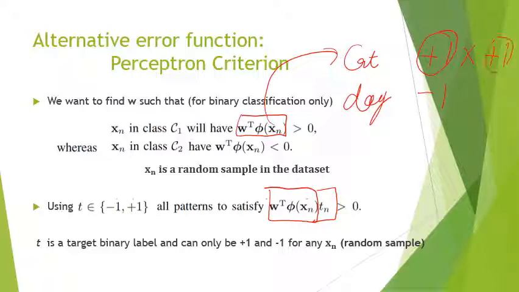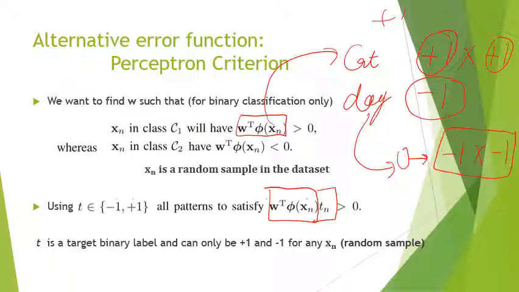So if I take a product of this plus 1, I will get plus 1, right? Now if I feed my dog image to a perceptron, let's say my model predicts minus 1. Because the true label is also minus 1, if I take a product of these minus 1 and minus 1, I will get plus 1.